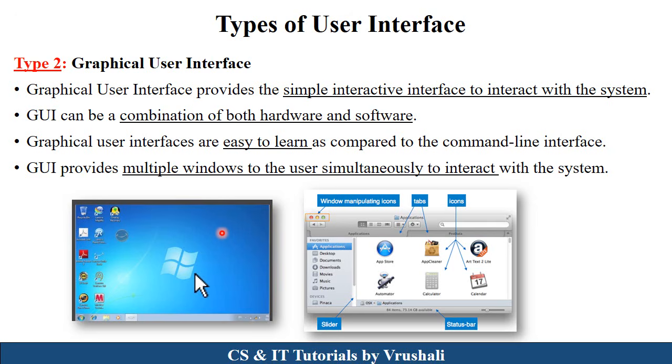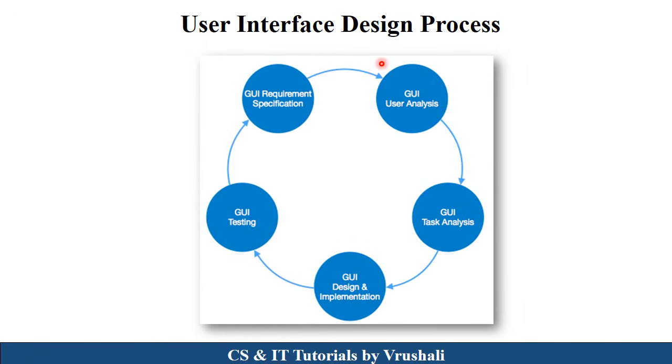See here in this diagram, suppose in a particular Windows operating system, there are proper menus, tabs, icons, status bar, and slide bar given, right? In WhatsApp, there are chatting, calling, status, and contacts. So these kinds of features are there, and the user interacts with those features, right? These are the attractive features. So this is called graphical user interface. Now, the next topic is user interface design process.